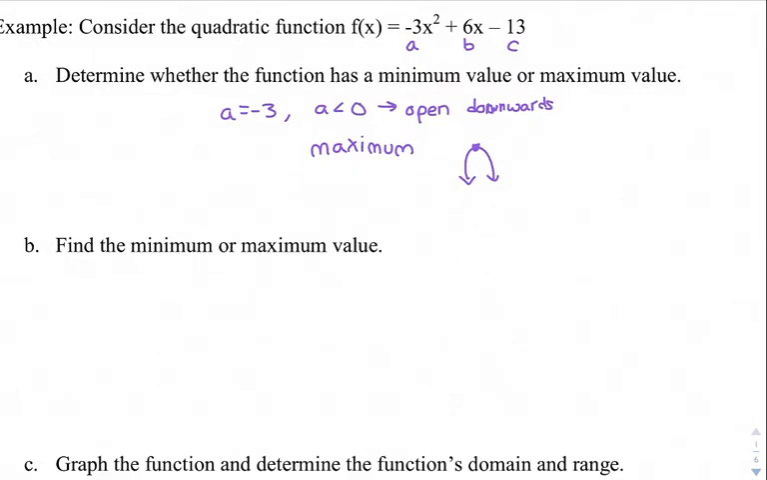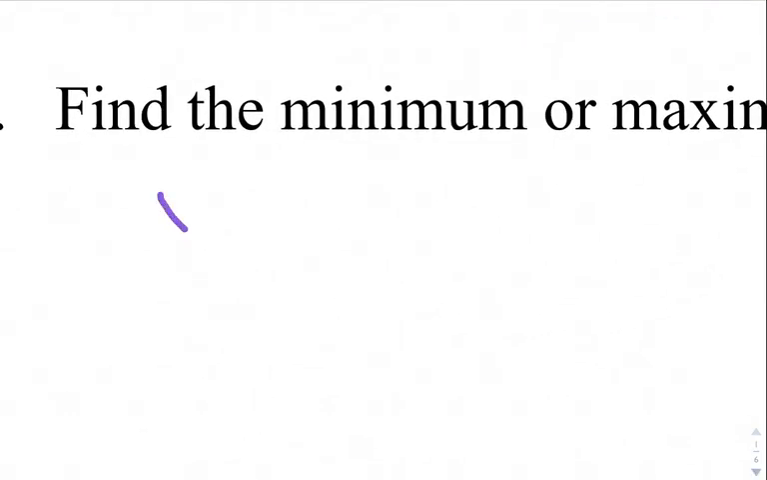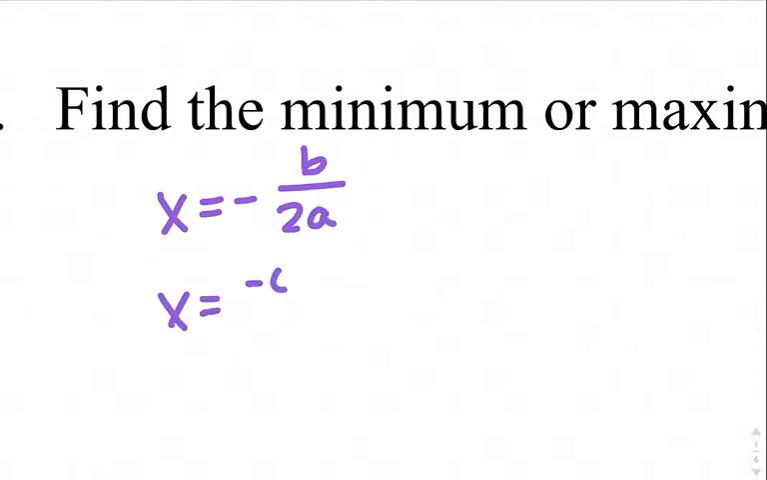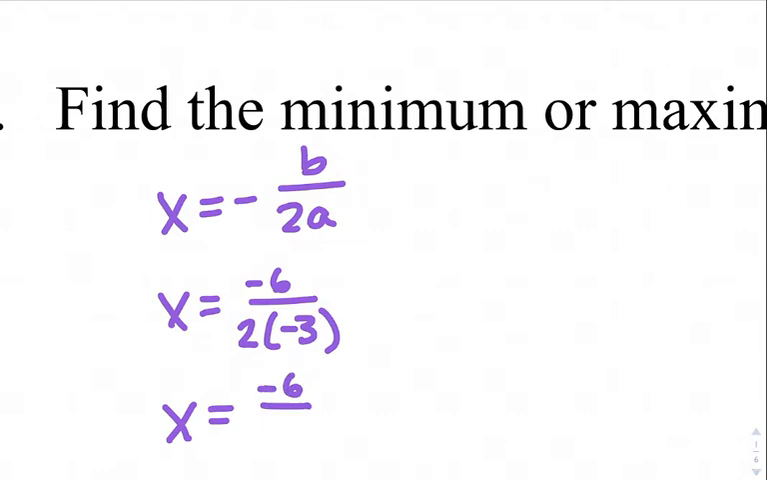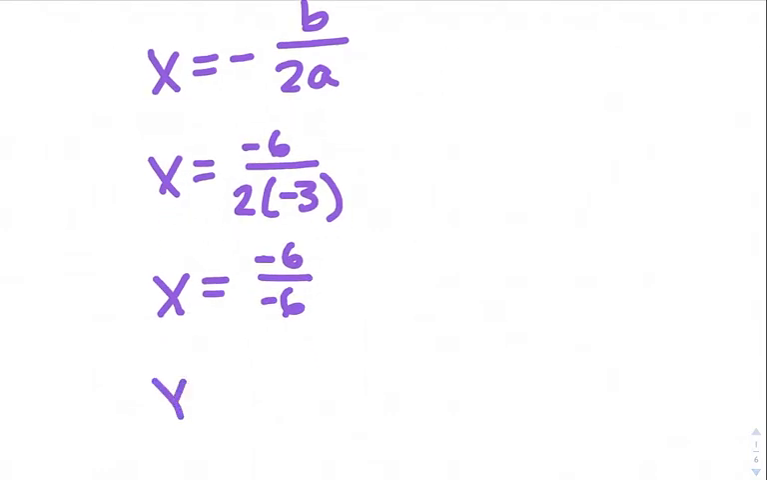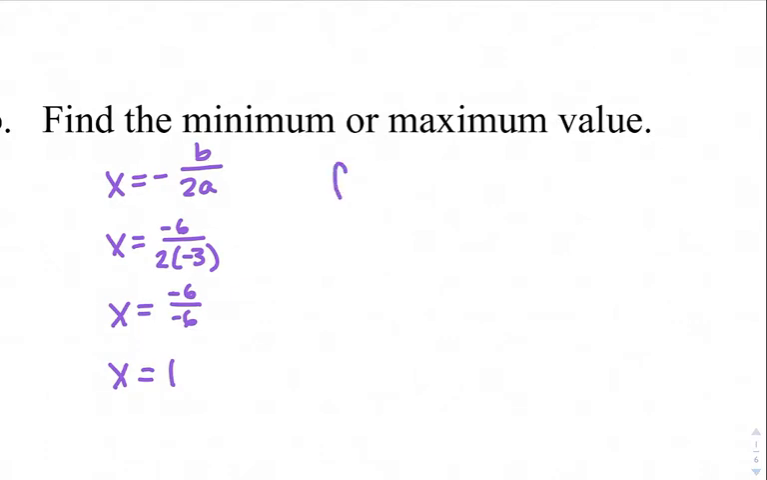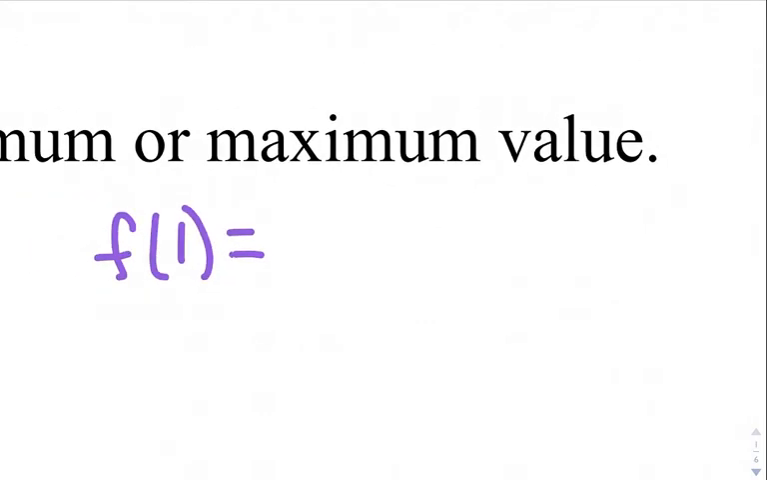Exact same way as 3.1 where we have to do x equals negative b over 2a. So here it's going to be x equals negative 6 over 2 times negative 3. Well, 2 times negative 3 is just negative 6. Negative 6 divided by negative 6 would be 1. So I got my x value, and now I'm going to do f of 1 to figure out what my y value is.